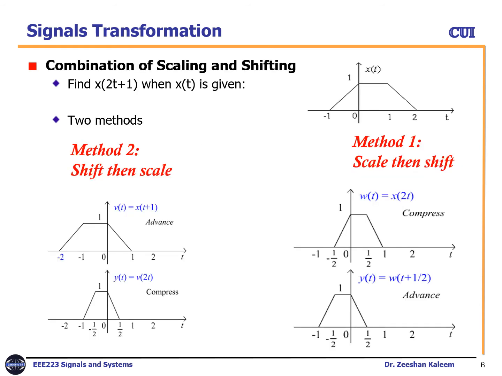Okay, this is another example to clarify the idea you get from the combination of scaling and shifting. For example, you have a signal x of t and you want to obtain the signal x of 2t plus 1, right? So you have to plot the signal x of 2t plus 1. Similarly, we have two methods. First one, scale, then shift. For scale and shift, you have to take the 2 common here. So it becomes x of 2 times t plus 1 over 2.